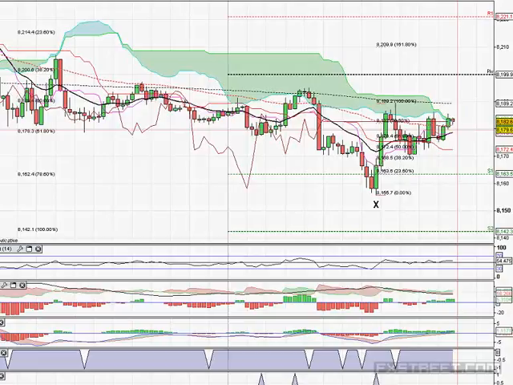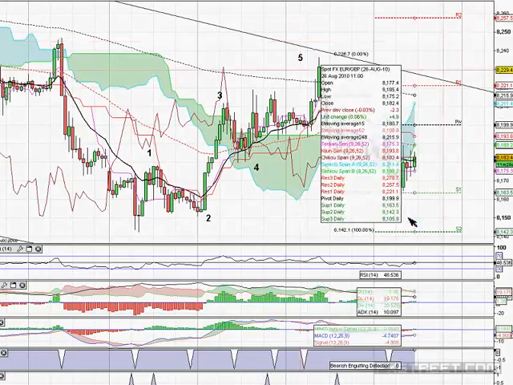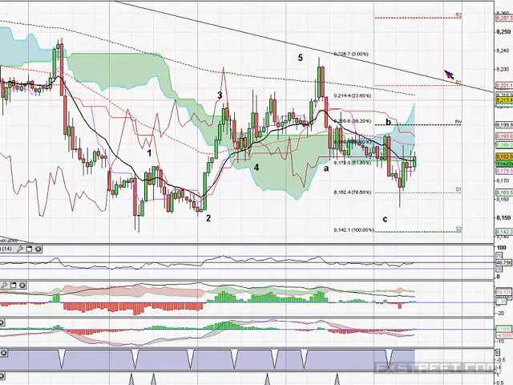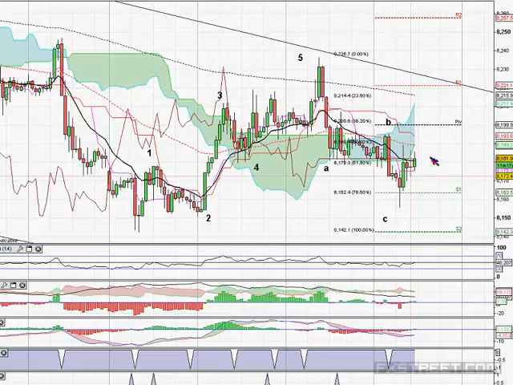This isn't looking particularly great because if we're going back to the big picture, or the bigger picture, this should be 1, this should be 2, and this should be a rally in 3. But I'm in it. I've got 15 pips to play with.